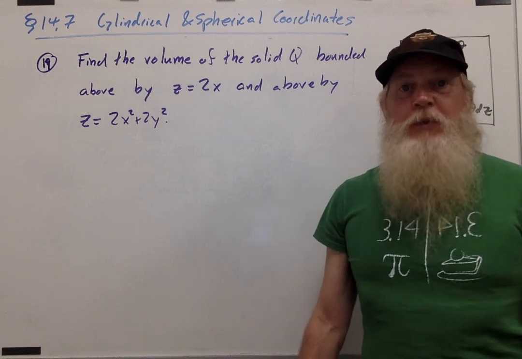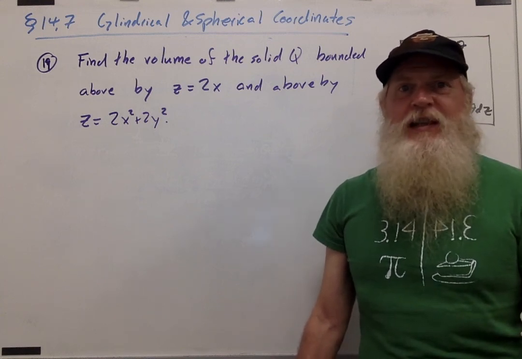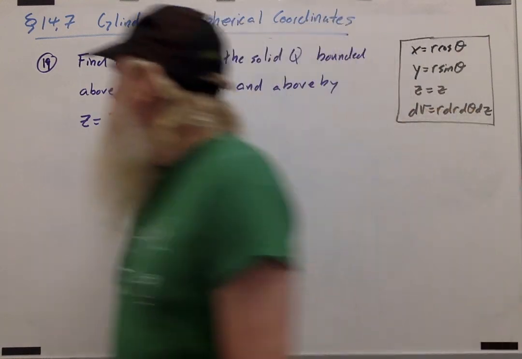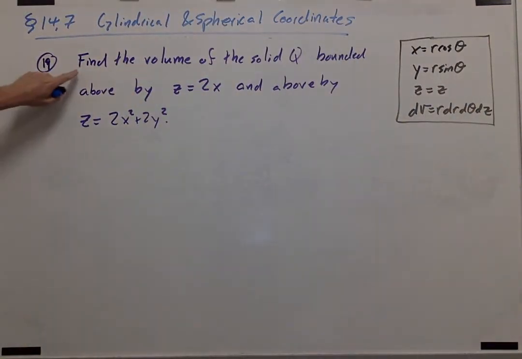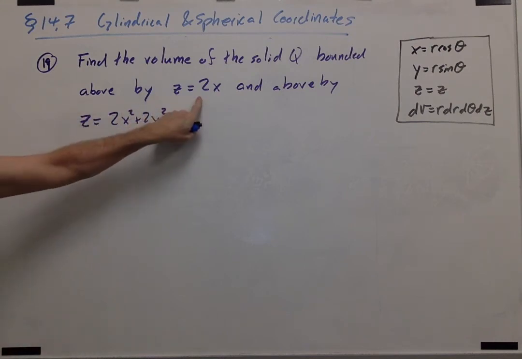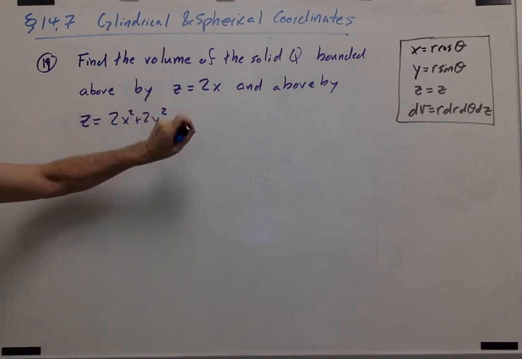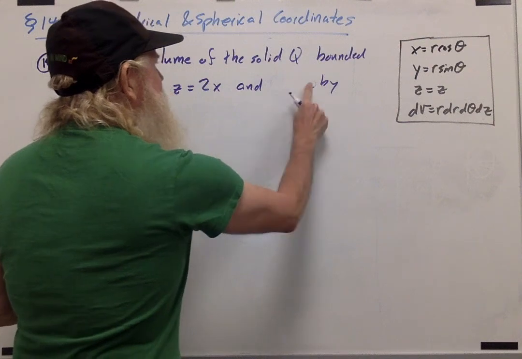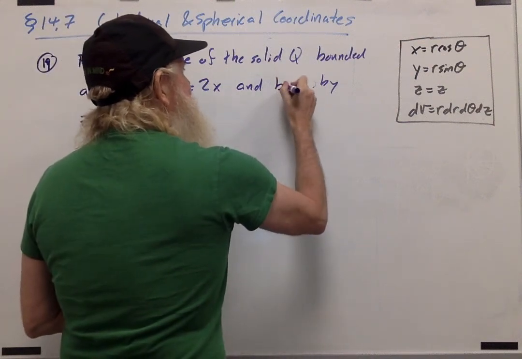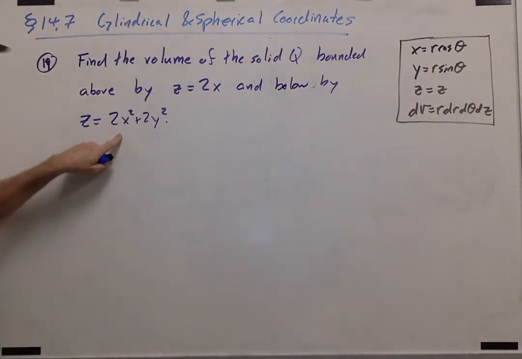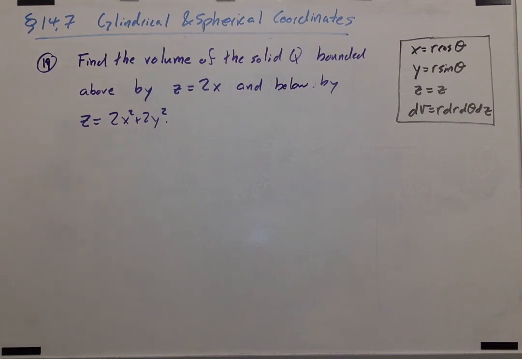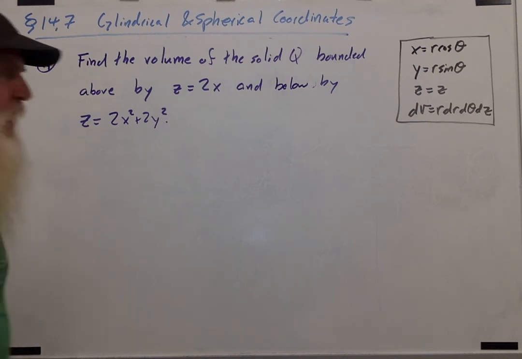Let's look at a problem from the book which uses cylindrical coordinates to calculate a volume. The problem, which is number 19, asks us to find the volume of the solid bounded above by the plane z equals 2x and below by the paraboloid z equals 2x squared plus 2y squared. Let's start by getting just a sketch of what this solid looks like.